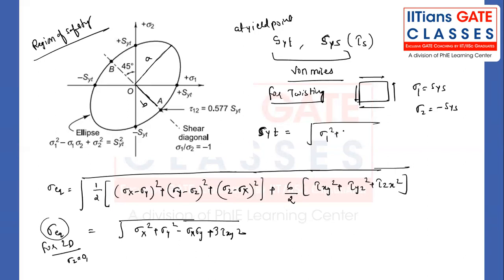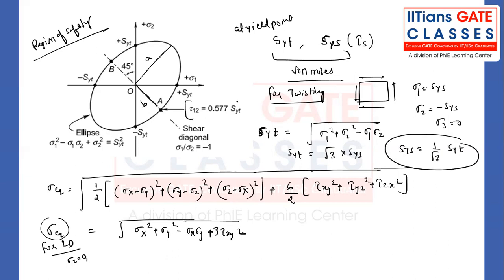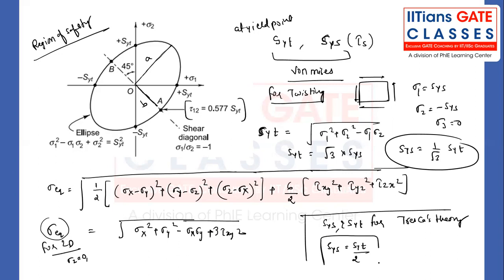Sigma 1 square plus sigma 2 square minus sigma 1 sigma 2, because sigma 3 is 0. So sigma yt you will get as root 3 into SYS. So SYS will be 1 upon root 3 into Syt, that is 0.577 times Syt. This is our formula for von Mises theory. What is the relationship between SYS and Syt for Tresca's theory? It's very simple: SYS will be Syt divided by 2. Getting my point? Very, very important.